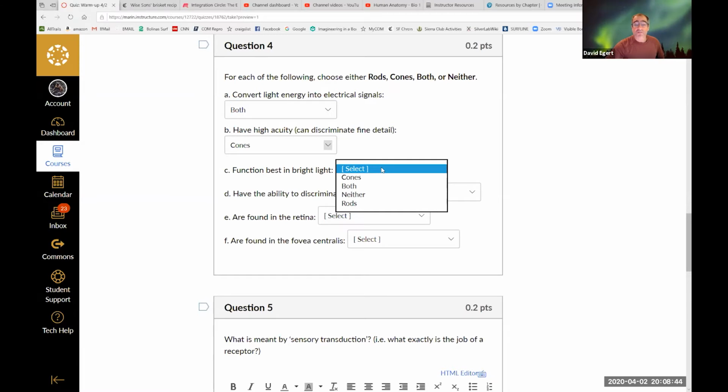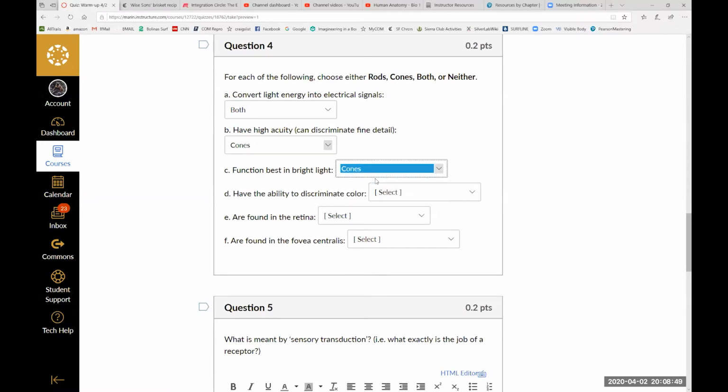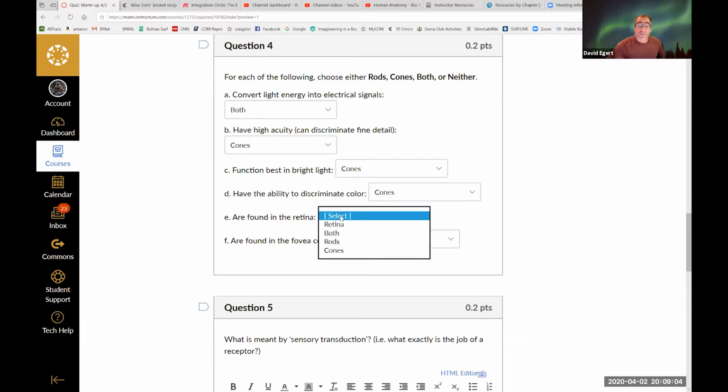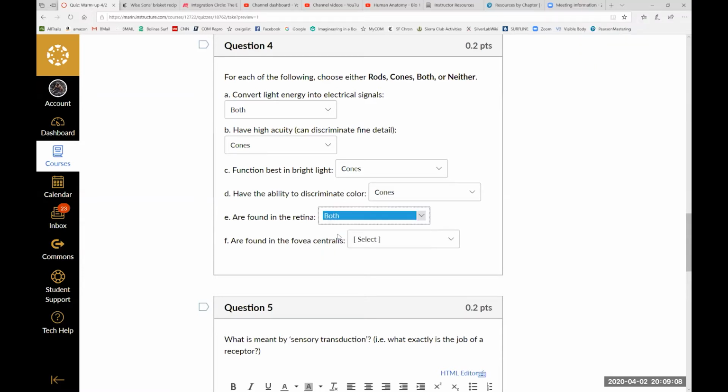Which ones function best in bright light? Cones. Cones are also the ones that discriminate color. Rods are only monochrome, and rods are the ones that allow you to see stuff when the light is very dim. Are found in the retina. Both. Yeah, both. Where is different.